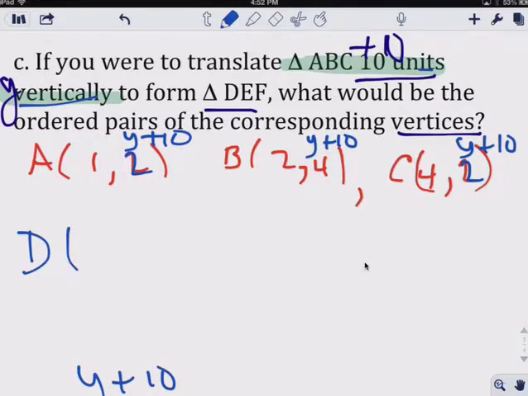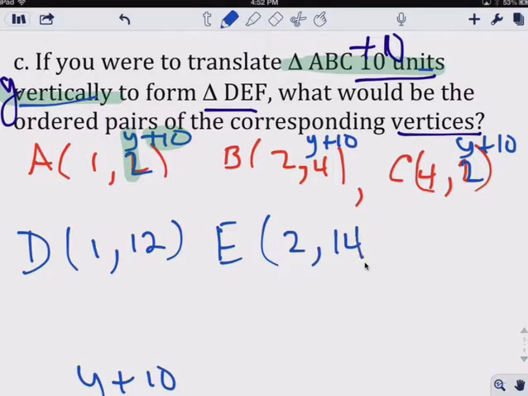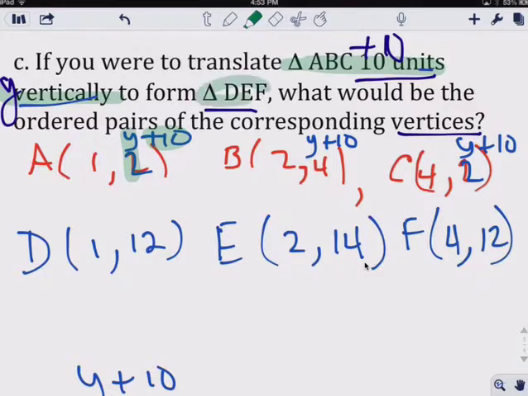D is 1, 12 because 2 plus the 10, and then E is 2, 14, C is 4, 12. Oh, not C, D, E, F. They want you to use D, E, F. D, E, F. Double check so you don't make the mistake I've made.